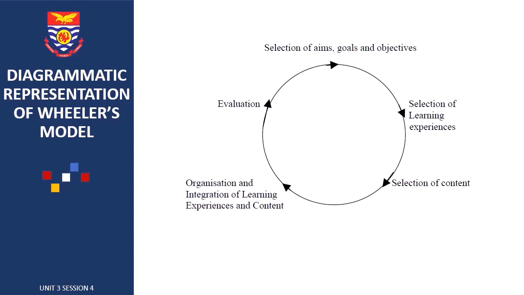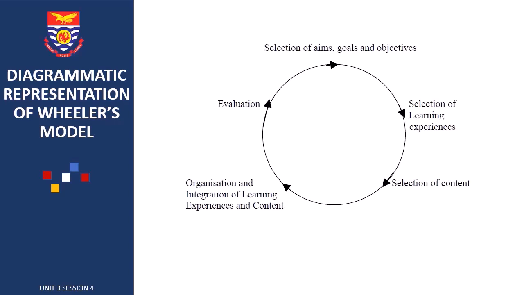The second feature of Wheeler's model is that he viewed learning experience as the means of instilling or changing behavior on the part of learners. Wheeler identified 3 main types of learning experiences, namely mental experience, emotional experience, and physical experience, corresponding to the 3 main taxonomies of educational objectives. Do you remember these 3 main objectives? They are the cognitive, affective, and psychomotor.